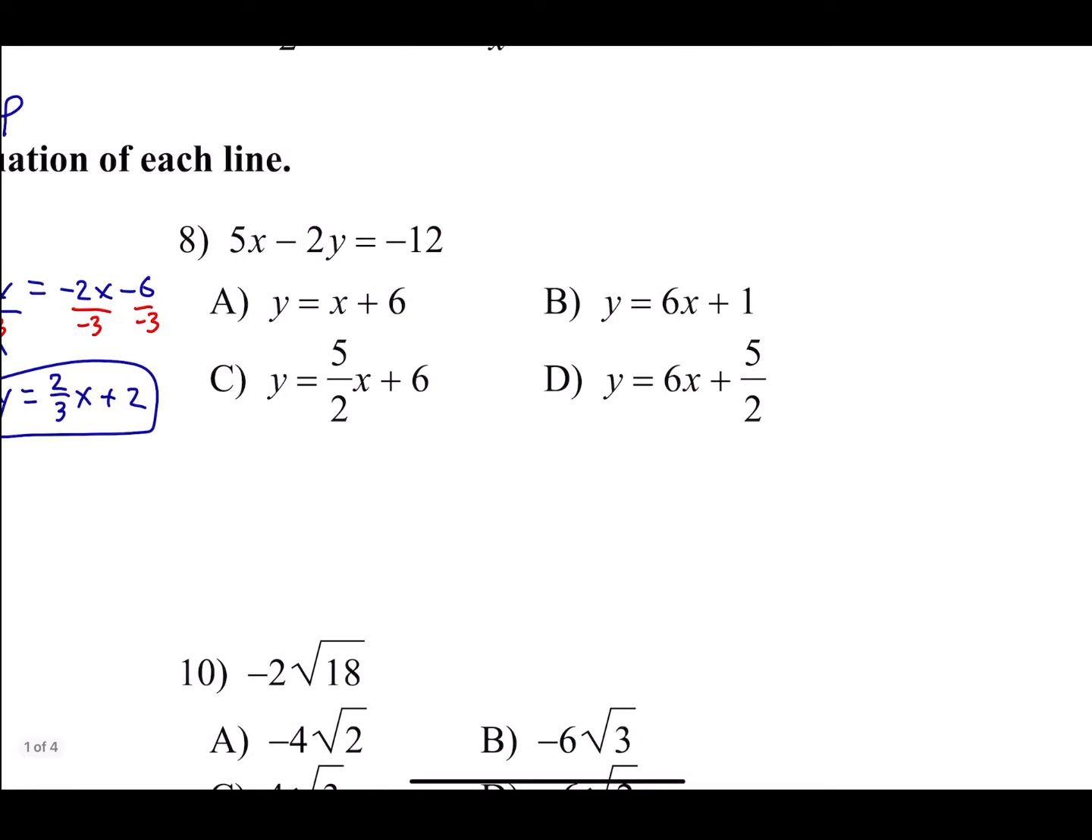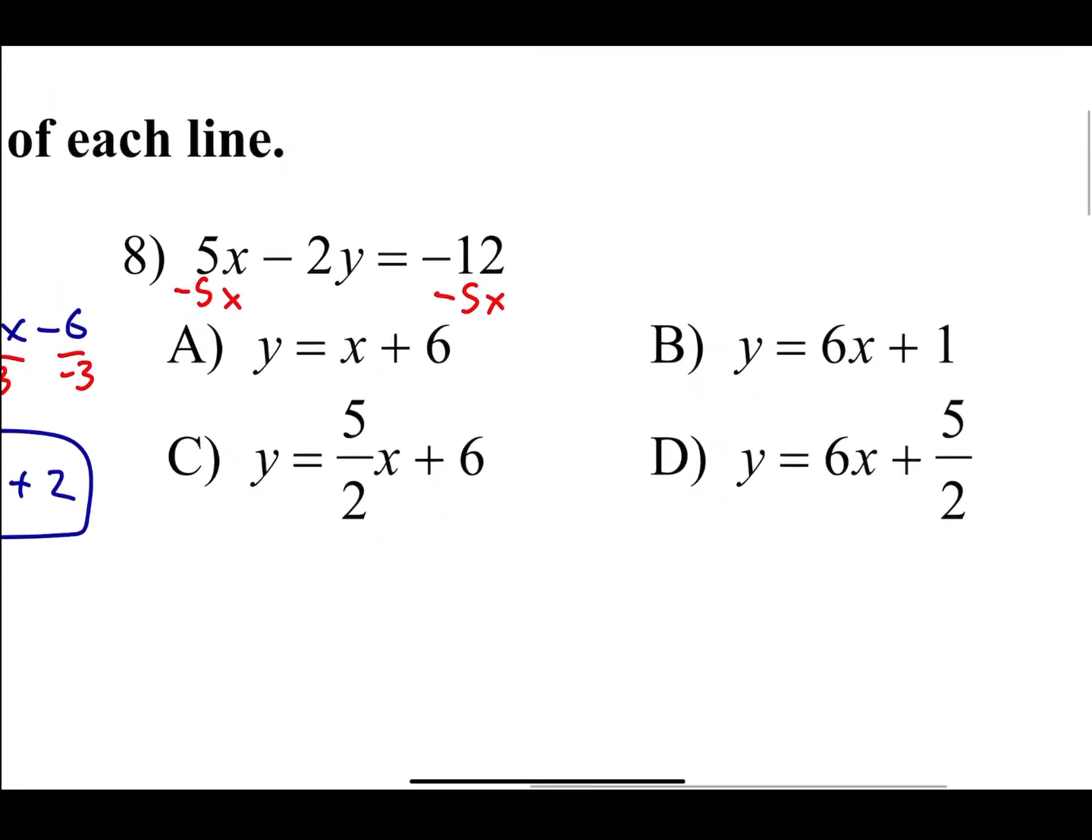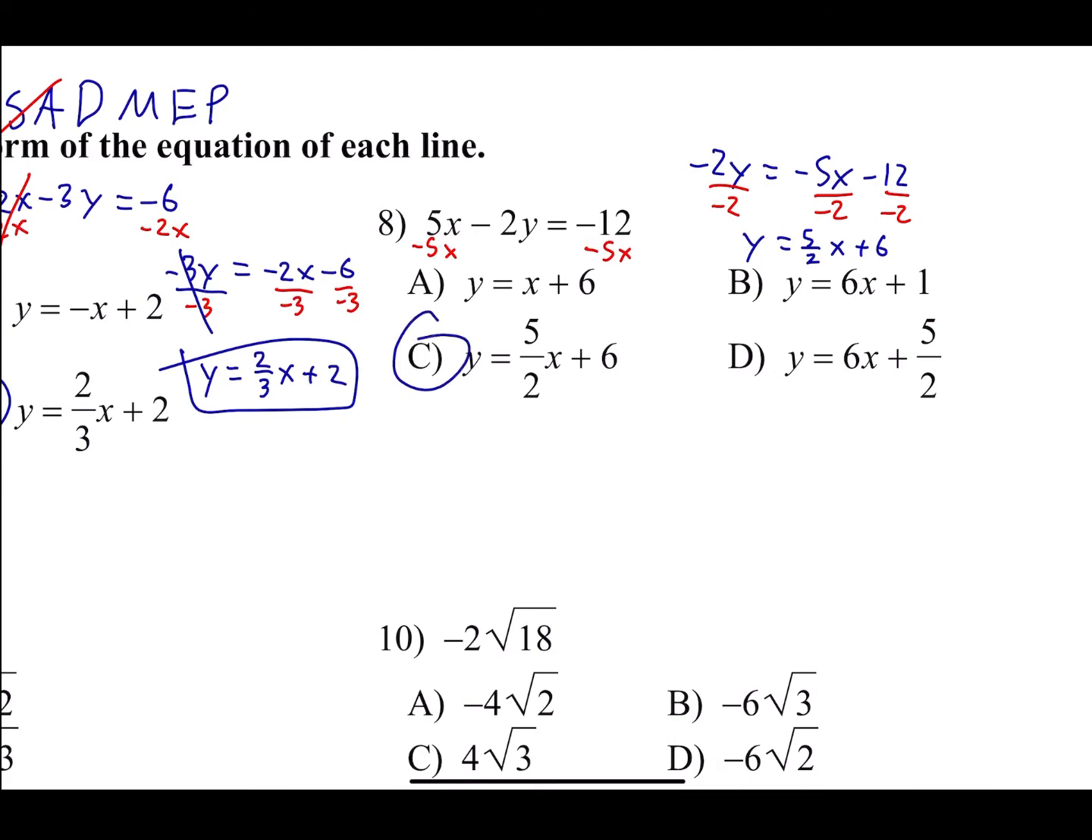Number 8, same thing. You add or subtract what you can first. So in this case, we do not need this 5x on this side of the equal sign. We want it on the other side. So we're going to get negative 2y equals negative 5x first, so it looks like mx plus b, minus 12. Divide both sides by negative 2. Divide everything by negative 2. And we'll get y equals positive 5/2 x plus 6. C.